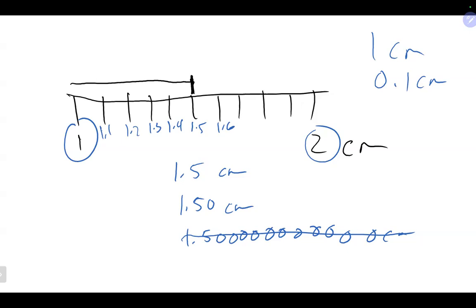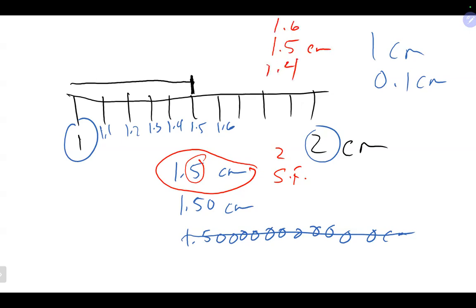1.50, 1.5. Okay, so let's take a look at both of them and see if there is a major difference. We'll start with the 1.5. First off, how many significant figures would this number have? It would have 2 significant figures, which means this number's uncertain digit would be the 5. So basically what you're saying here is, I think it's 1.5 centimeters, but maybe it's like 1.6 or 1.4. And clearly, looking at it, it is nowhere near either of those numbers, right? So that's a pretty bad measurement.